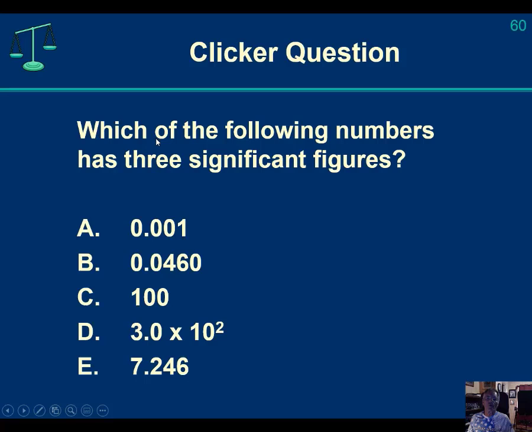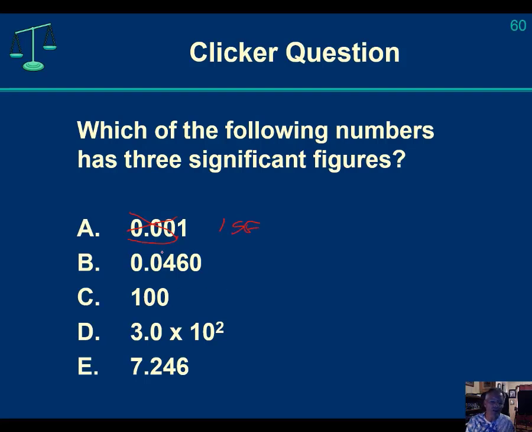Okay, so which of the following numbers has 3 significant figures? Well, we know from the rules that zeros before the first non-zero digit are never significant, so this only has 1 significant figure.